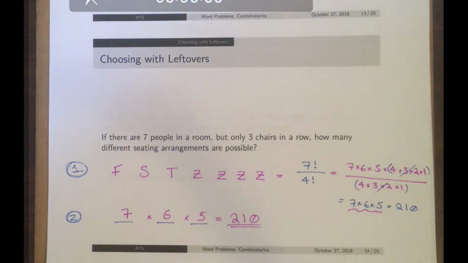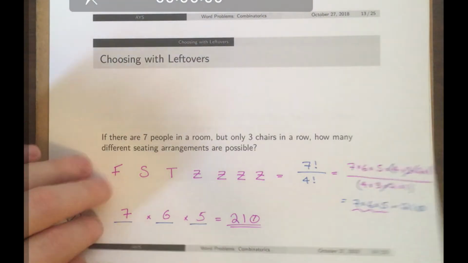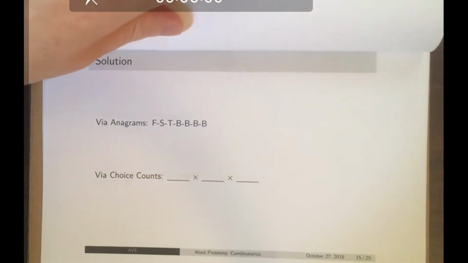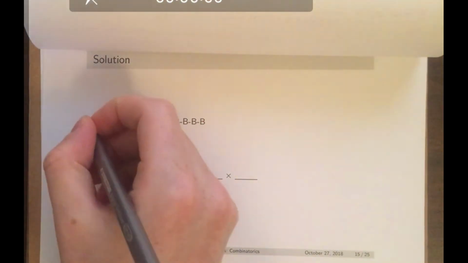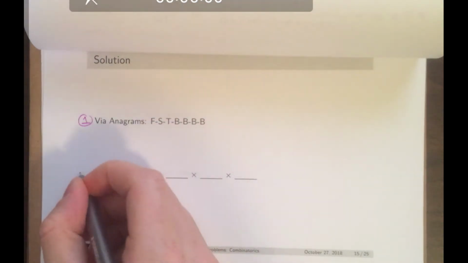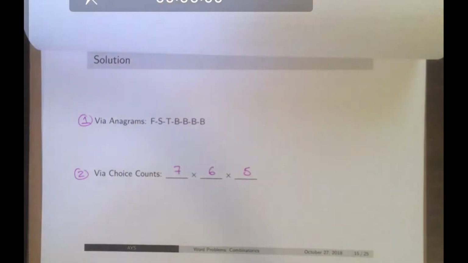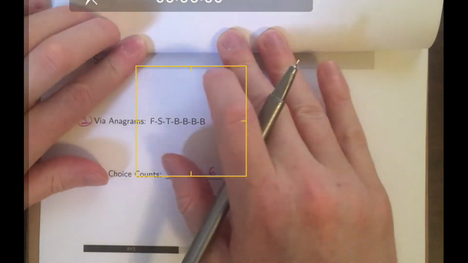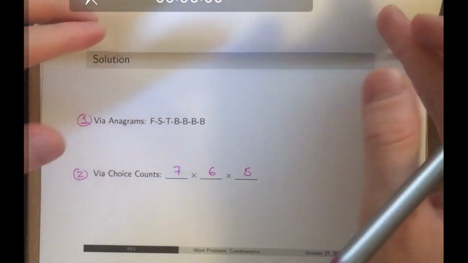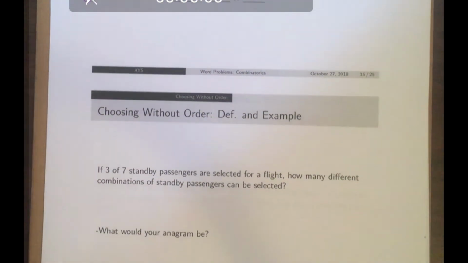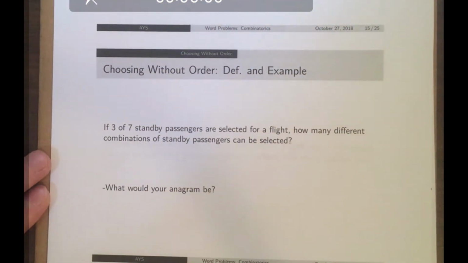So this is choosing with leftovers. And it's no different than this slide right here. We have 7 anagrams. This is the anagram method, and this is the choice method. You just make 3 chairs, and you say I have 7 choices, then I have 6 choices, then I have 5 choices. And that's choosing with leftovers. It's not too bad. There'll be more examples on your homework. So let's go ahead and take a look at choosing without order. We call this combination.